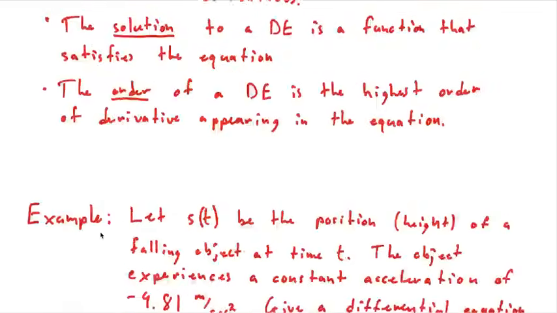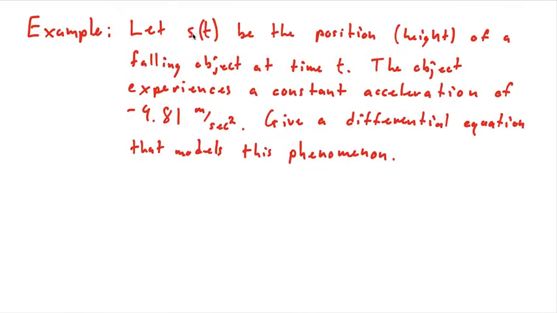Let's look at some more examples. Here we have a function s of t, which is describing the position or the height of some falling object at time t. On Earth, if we ignore the effect of wind resistance, a falling object experiences a constant acceleration of approximately negative 9.81 meters per second squared. We would like to come up with a differential equation that models this phenomenon.